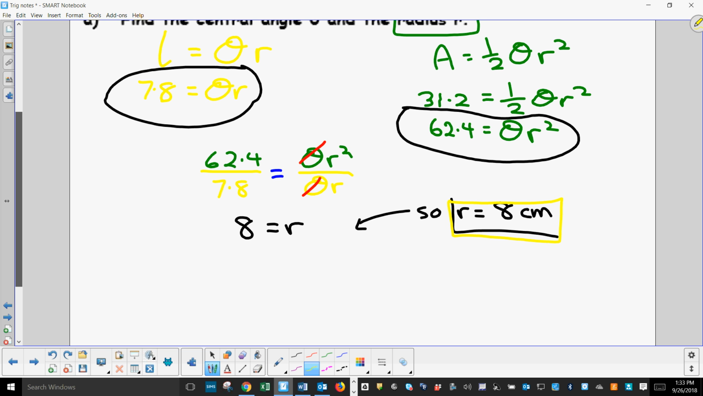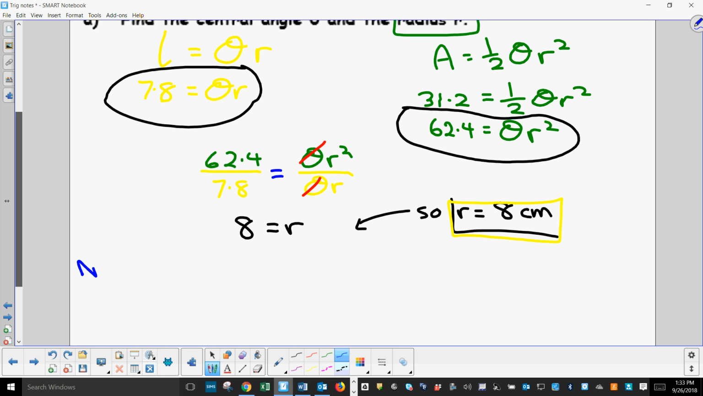And what's awesome is you can just plug the radius into either the area formula, the green one, or the yellow one, to solve for theta. So just pick whichever one is easier. The yellow or the green? Yellow, it's just got less stuff. Well, you could put in r squared, it's 64, and 62.4 divided by 64. They're probably as easy as each other. I personally think just subbing into the yellow one is my favourite way. So let's make a note of what we're doing.